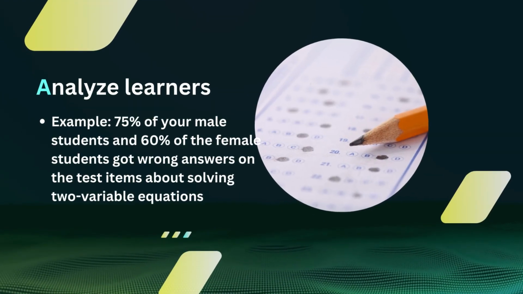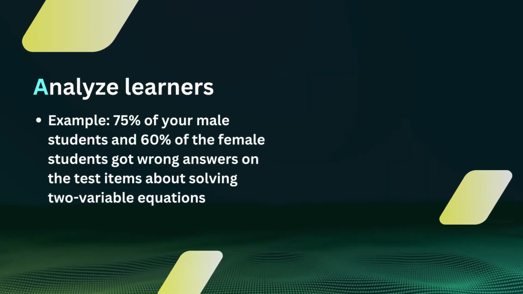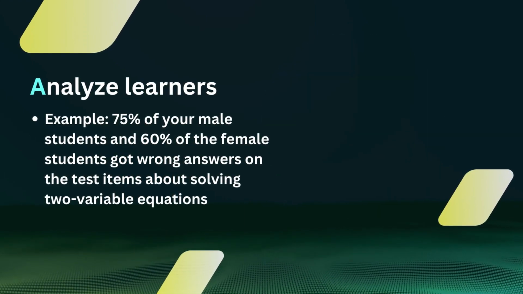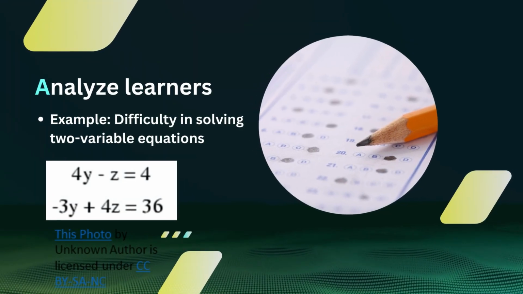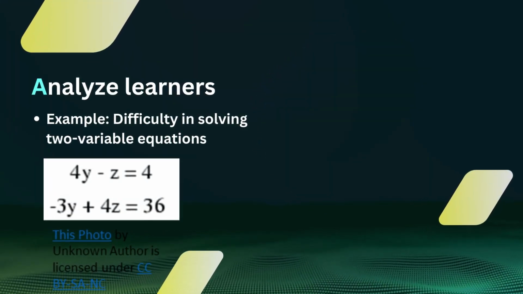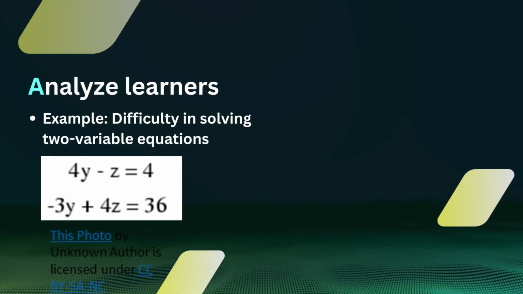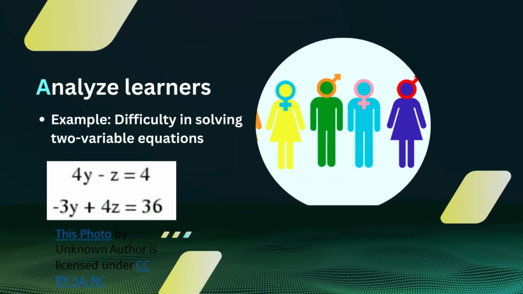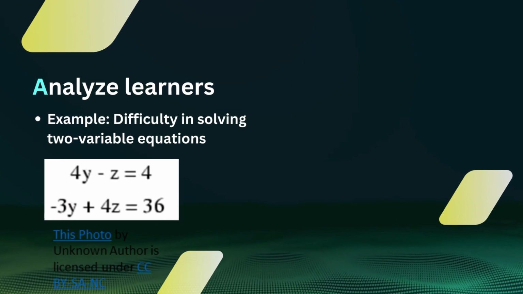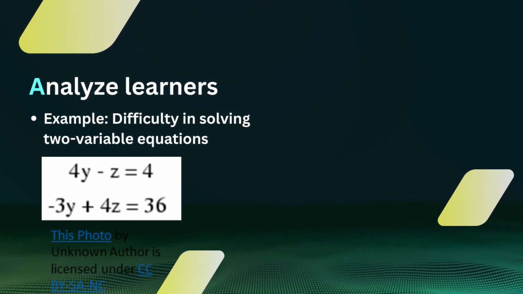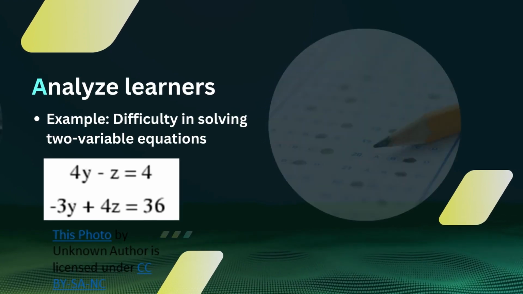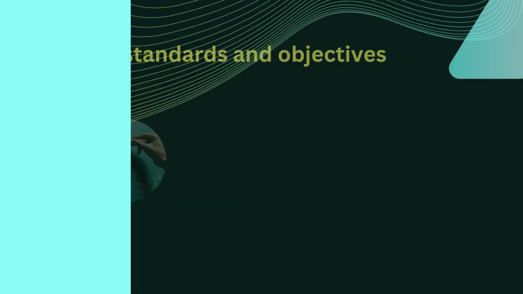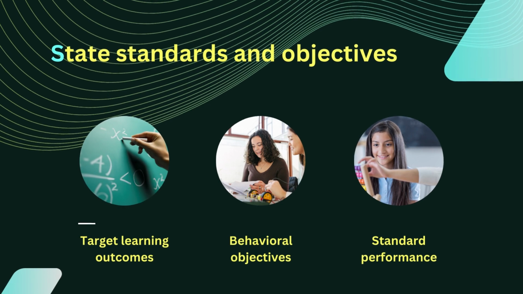For example, you have found out that 75% of your male students and 60% of the female students got wrong answers on the test items about solving two variable equations. So, your learners' characteristics are they have difficulty in solving problems involving two variable equations. And you are concerned only with this problem-solving difficulty by sex. Those are our variables in research. So, what will you aim for? Let us go to the next step.